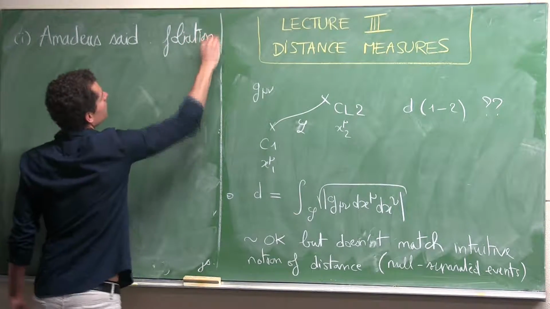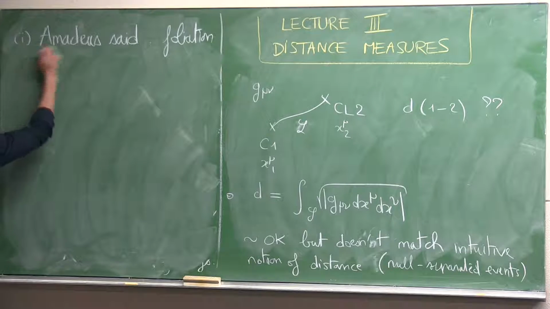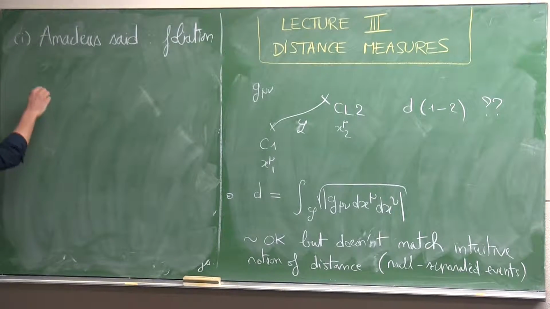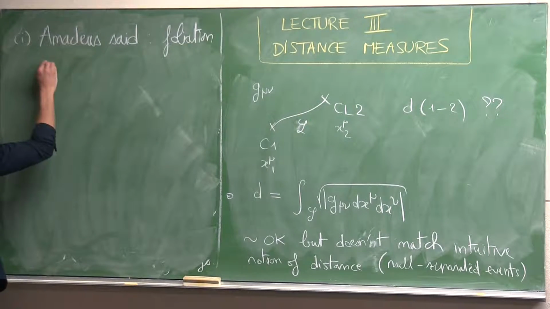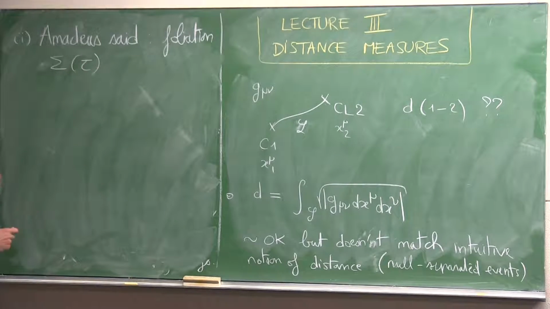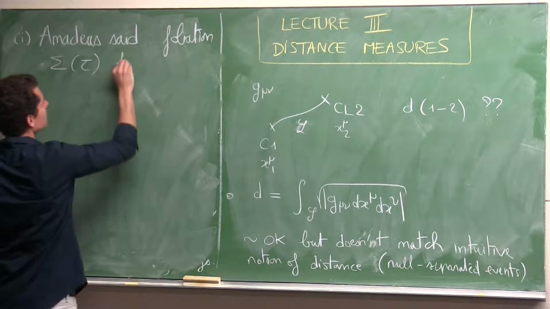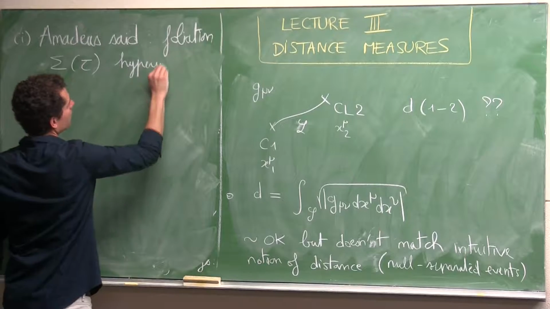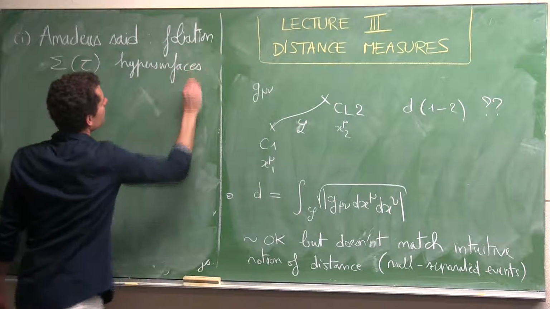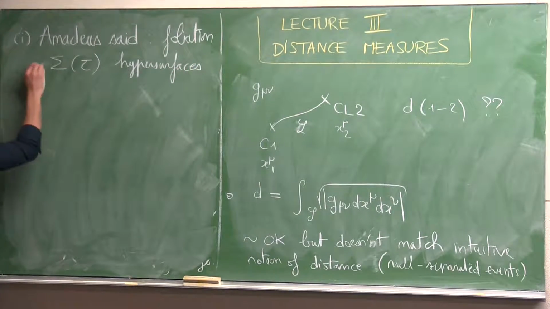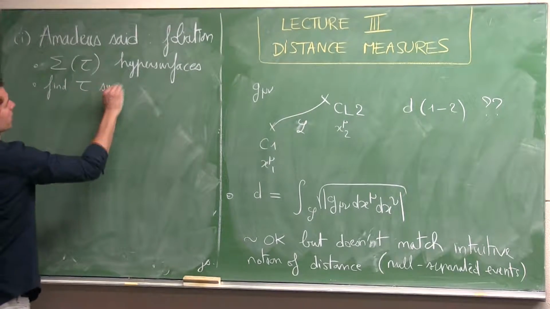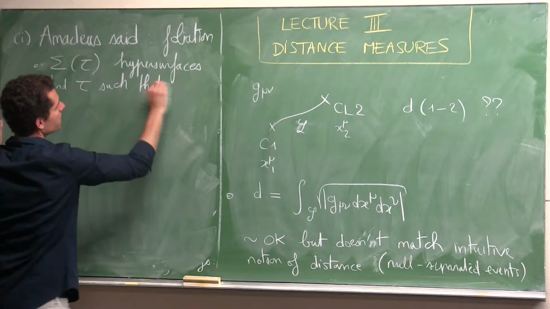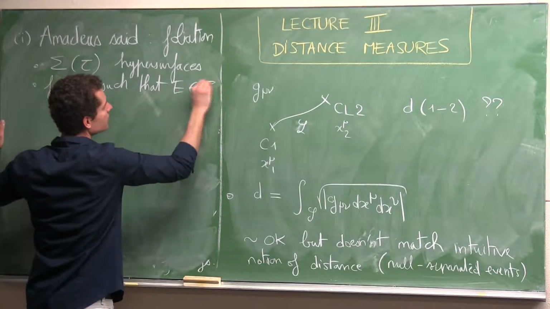Foliation. So you have a foliation of space-time, orthogonal, say, to the world line. So a set of hypersurfaces sigma of tau. Find tau such that E belongs to sigma of tau.